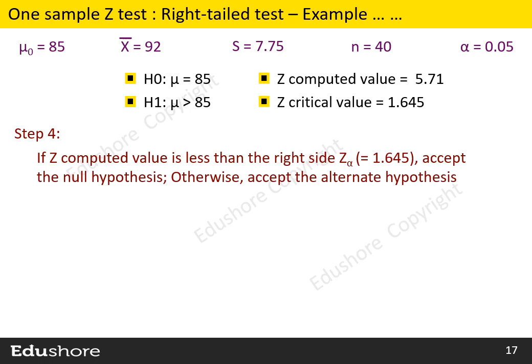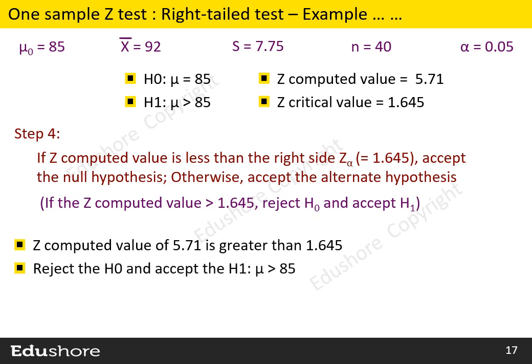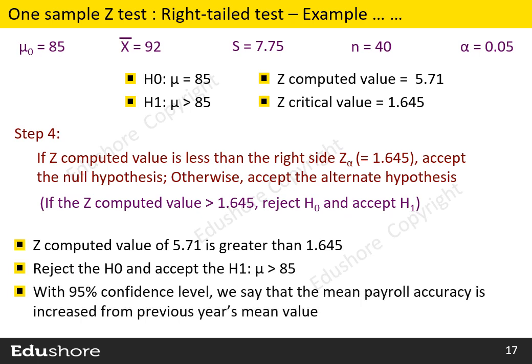In other words, if the Z computed value is greater than 1.645, we reject the null hypothesis and accept the alternate hypothesis. For this example, the Z computed value of 5.71 is greater than 1.645, so we reject the null hypothesis and accept the alternate hypothesis H1. Mu is greater than 85. Hence, with 95% confidence level, we say that the mean payroll accuracy is increased from previous year's mean value. These are the steps that need to be followed to do the right-tailed hypothesis testing for one sample Z-test.